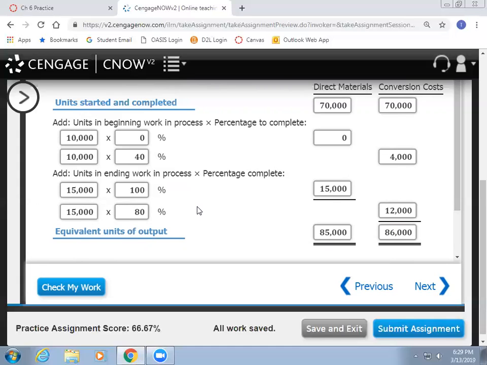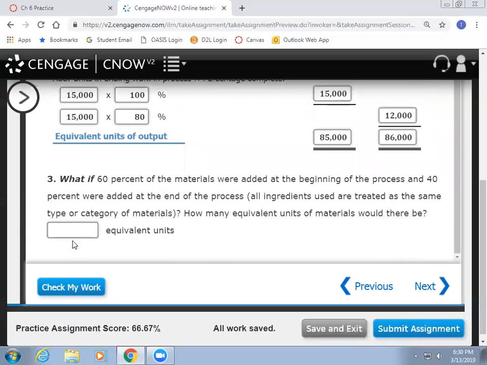So if 60% were added at the beginning, work in process would need 40% more to complete it. So there would still be some costs associated there. And then the ending work in process would be 60% complete. And so we would just add those up. So my equivalent units of production would go to 83,000. So it just gets a little tricky, right? I'm like, okay, we have to really think about that one.